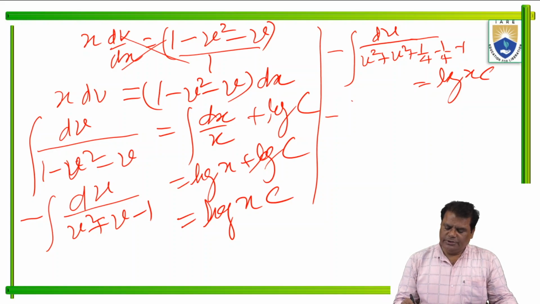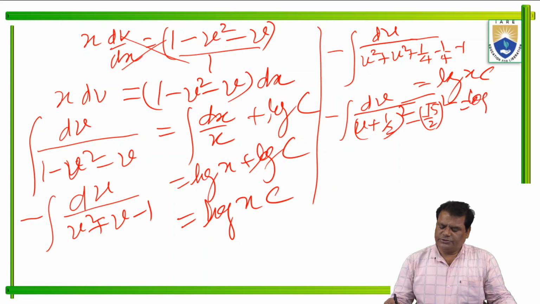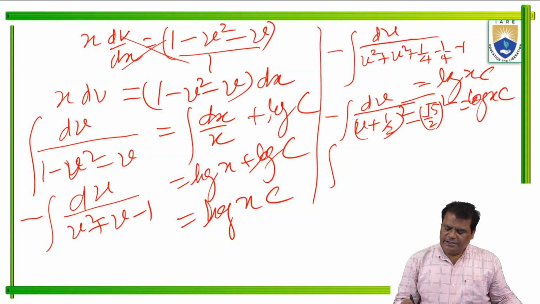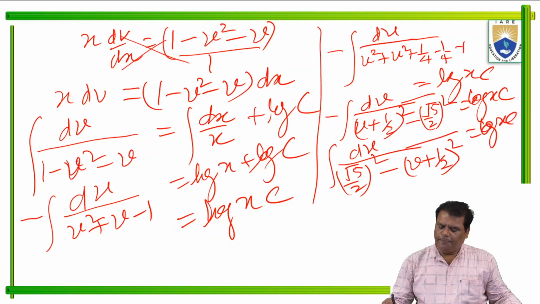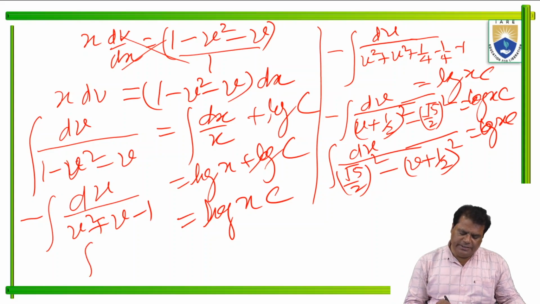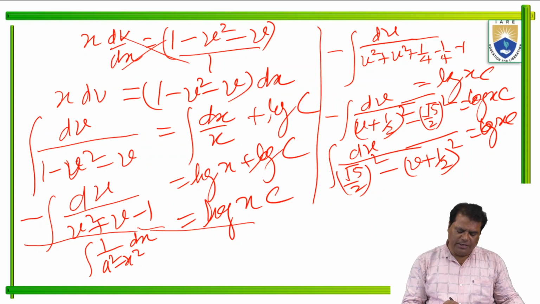Now integrating dv upon ((v plus 1/2) whole square minus 5/4), that is root 5 by 2 whole square, equals log xc. Now this is dv upon ((root 5 by 2) whole square minus (v plus half) whole square) equals log xc. Here we are using the integral of 1 upon (a square minus x square) dx. We are using this formula.